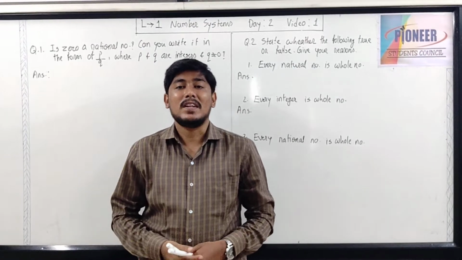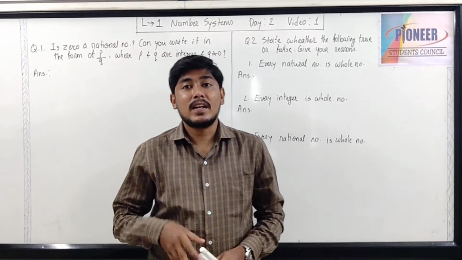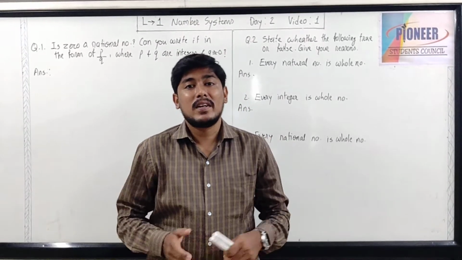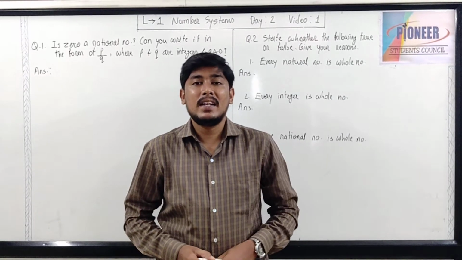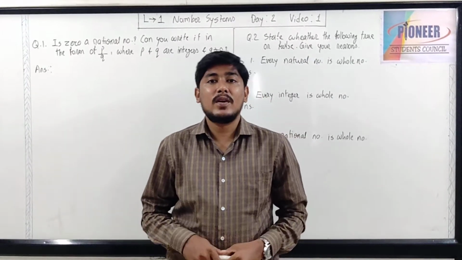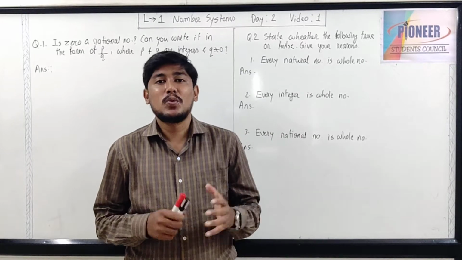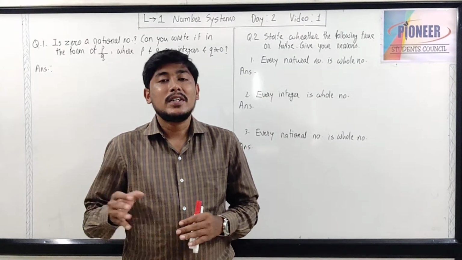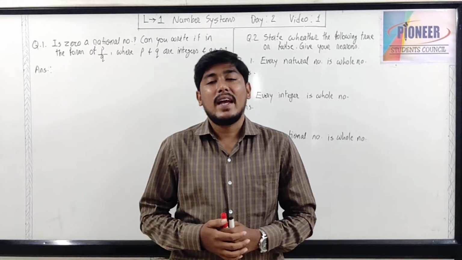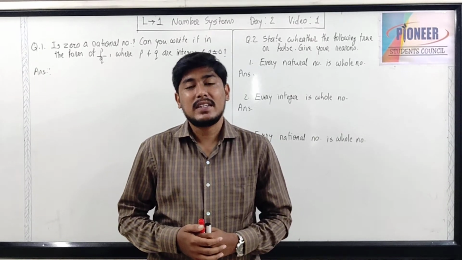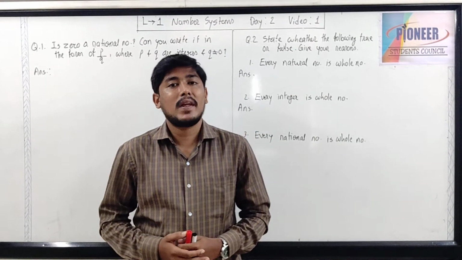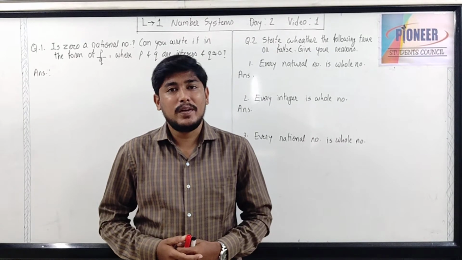In the previous lecture, we learned about the different types of numbers, and we also learned how to find rational numbers between two rational numbers. Today, we are going to solve NCERT exercise 1.1, some questions from NCERT exercise 1.1.